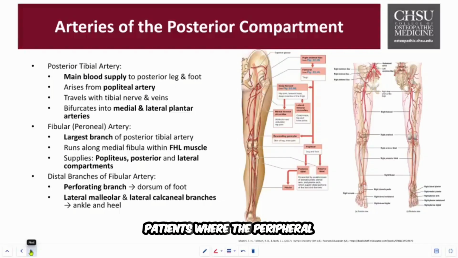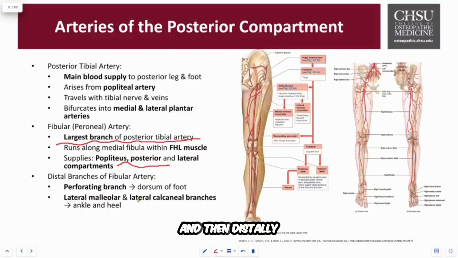There are cases in patients where peripheral artery disease occurs and there are diminished posterior tibial pulses, and it can be an early sign. It should be noted that the fibular artery is the largest branch of the posterior tibial artery. It supplies these key structures. And then distally, you have the perforating branch that goes down to the dorsum of the foot.